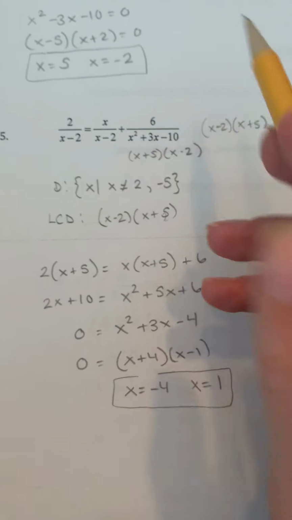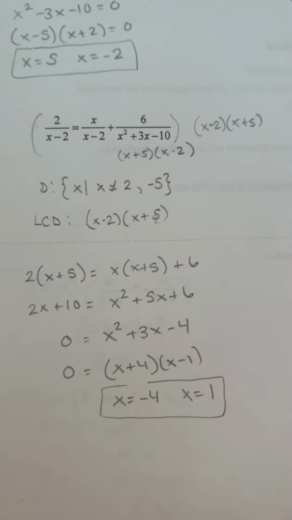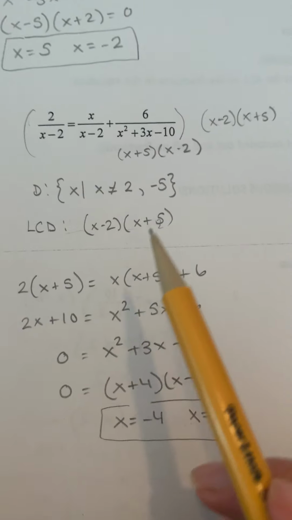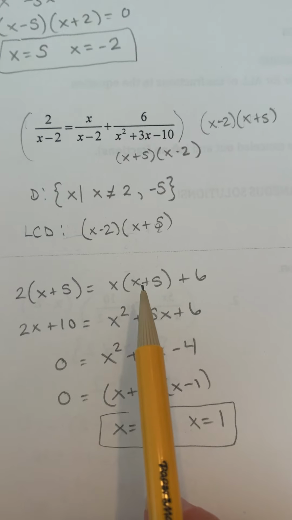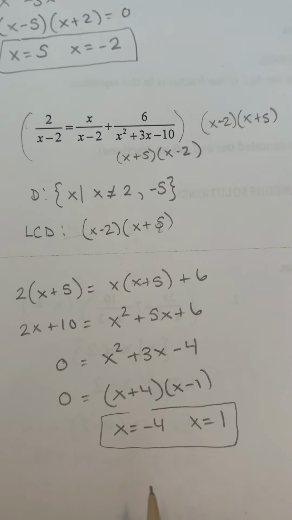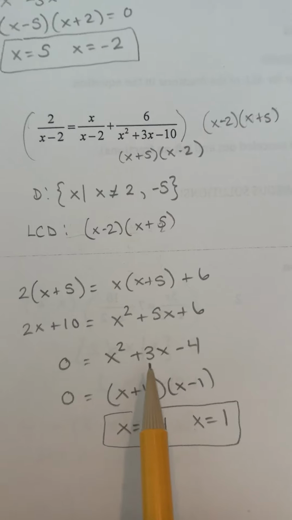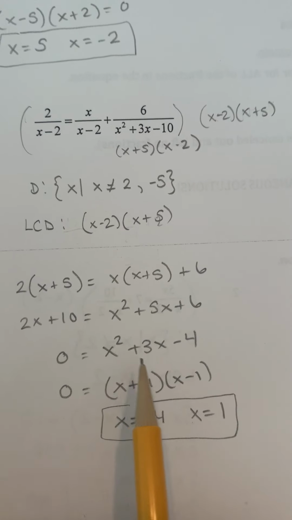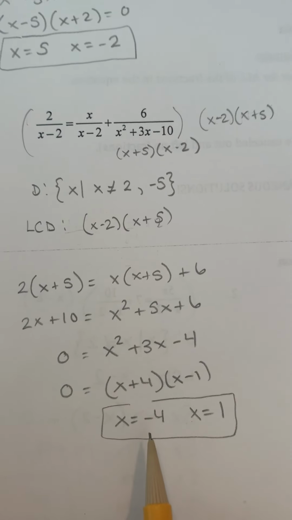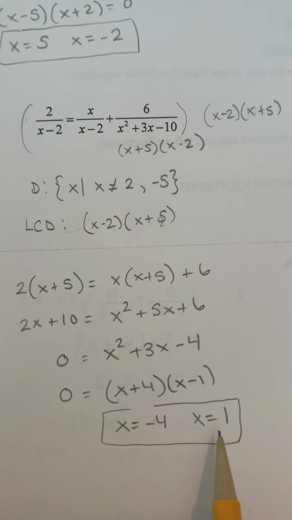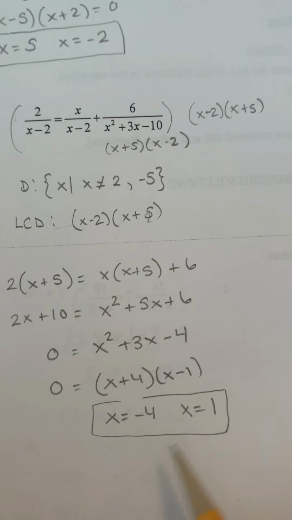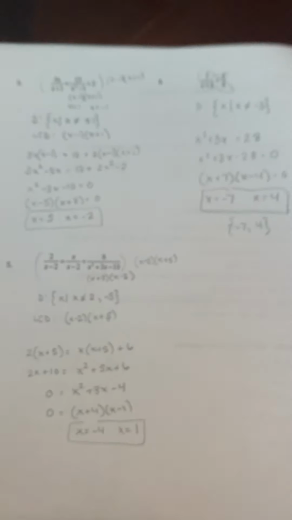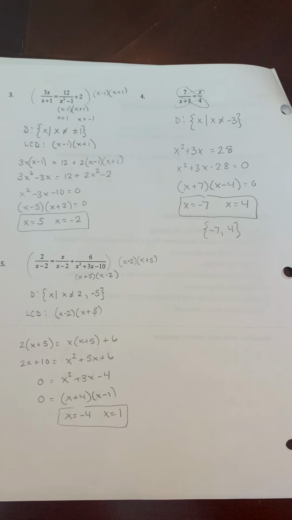Multiply through by the LCD. So we're going to multiply everything through by that LCD. Cancels out some things. We're left with 2 times x plus 5 equals x times x plus 5, and then simply just plus 6. Distribute, combine like terms, set to 0, factor, and we get x equals negative 4 and 1. I double check that that works, and we are good to go. So they are my answers. And there you go if you want to take a look at that a little bit more closely.